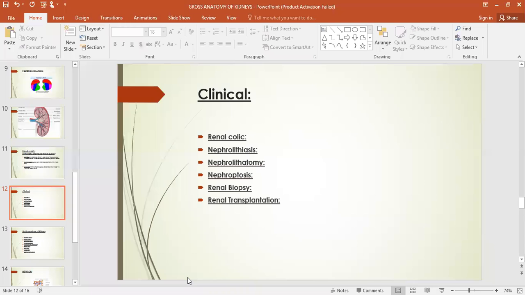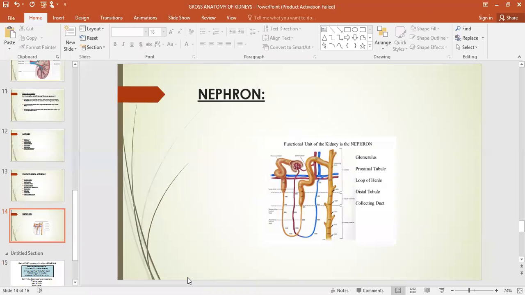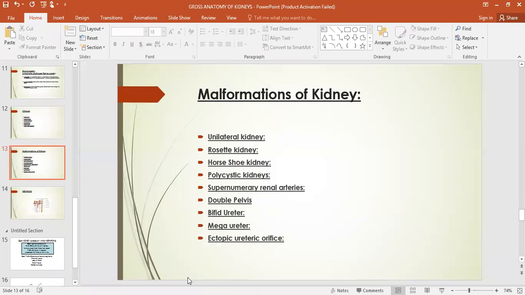to the bladder. So that's all about the vascular. Then the abnormalities of renal formation.